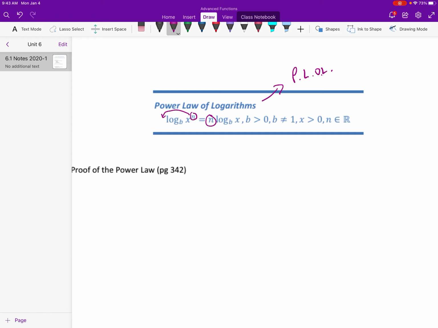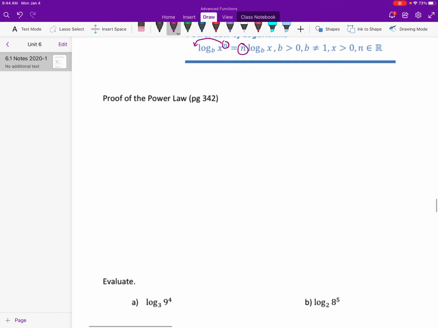Okay, so as before with logarithms, b needs to be greater than 0, b cannot equal 1, and x needs to be a number greater than 0, and then n is always a natural or real number. So what is the proof? I'll give you a quick proof here. Let's let w equal log of x with a base of b. Then if we convert to exponential form, we would get x is equal to b to the power of w.